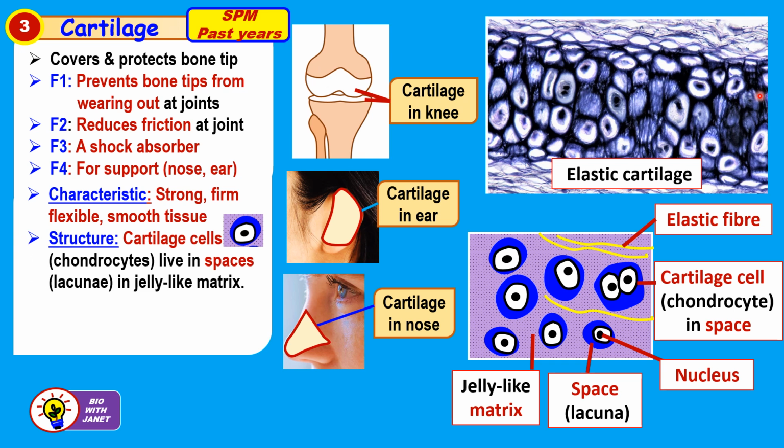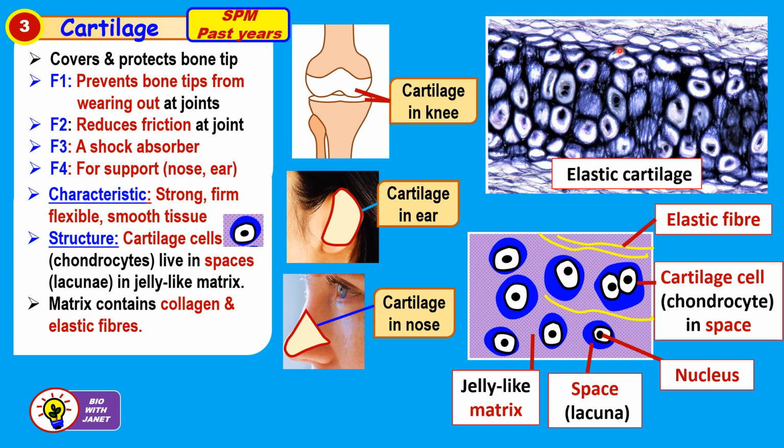Now, what is the characteristic of cartilage? Cartilage is strong, firm, flexible, and smooth. Structure: cartilage cells, called chondrocytes, live in spaces called the lacunae in a jelly-like matrix. And the matrix contains collagen and elastic fibers.